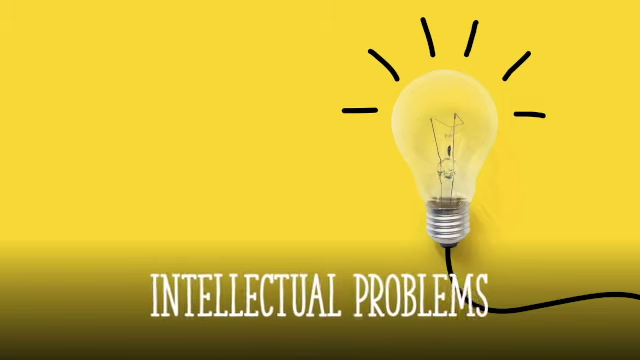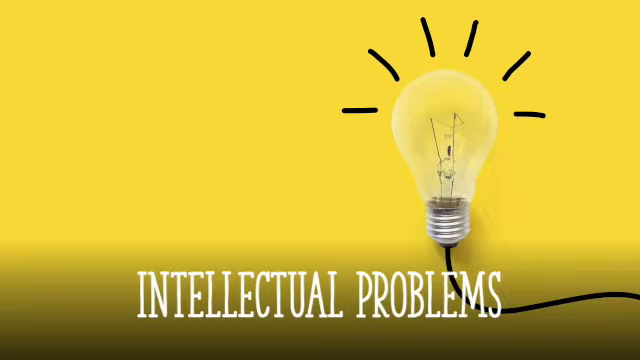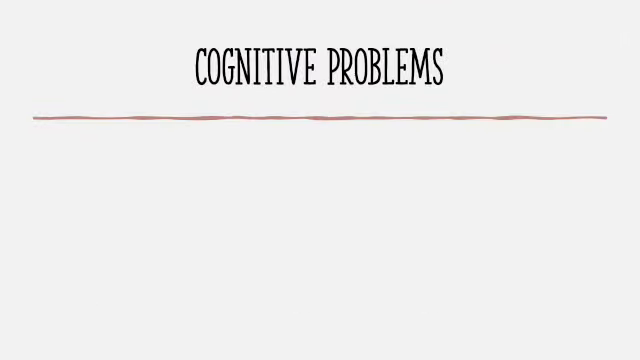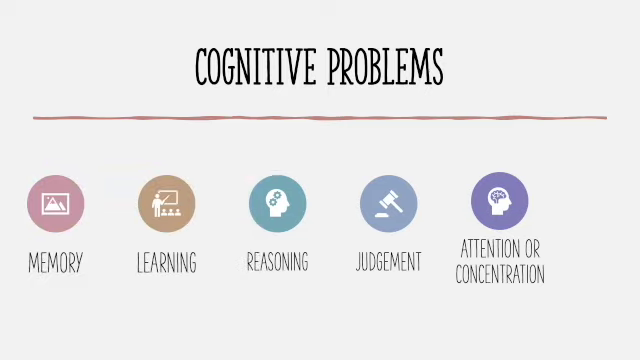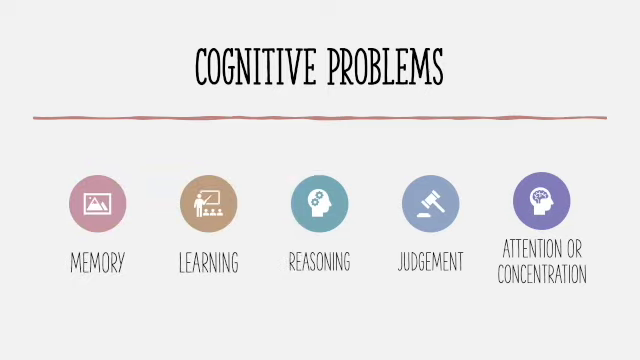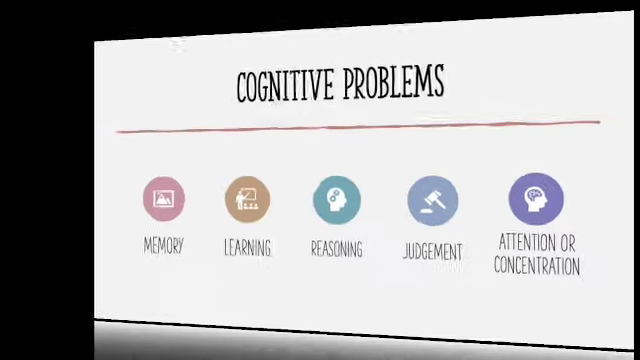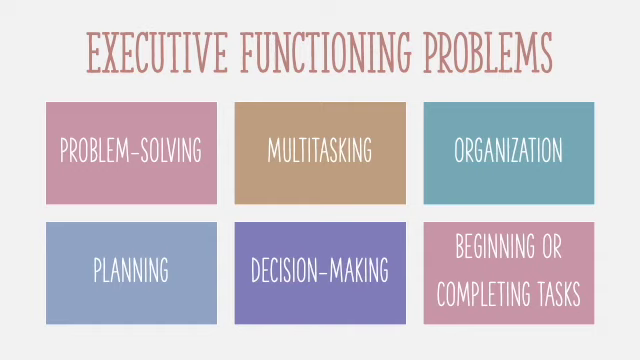Let's take a look at some of the intellectual problems that can occur. There can be attention or concentration issues, judgment issues. There can be impairment to reasoning, learning, and memory. Executive functioning can also be impaired. Areas of executive functioning include problem solving, multitasking, organization, planning, decision making, and beginning or completing tasks.